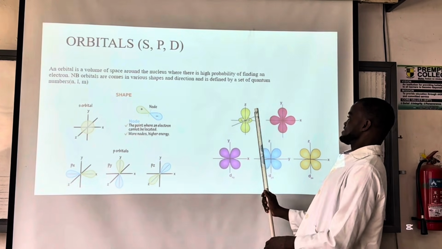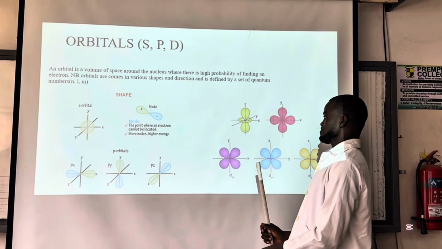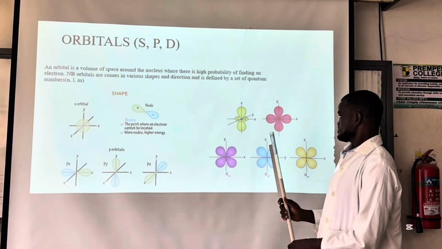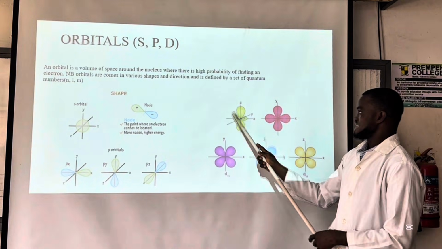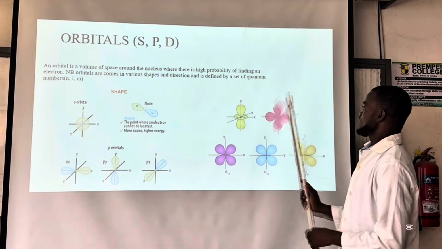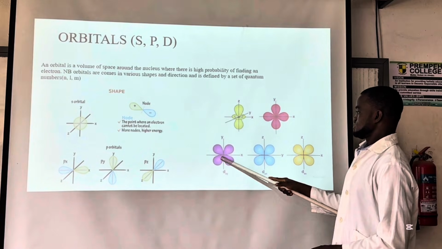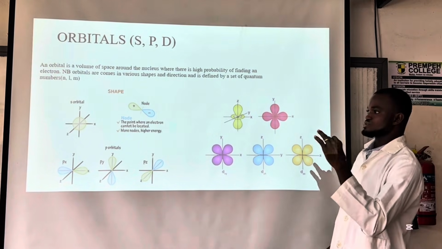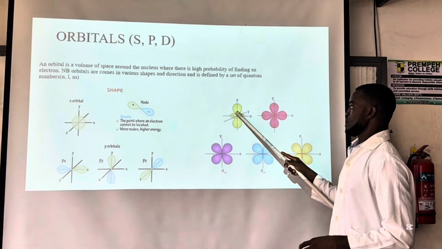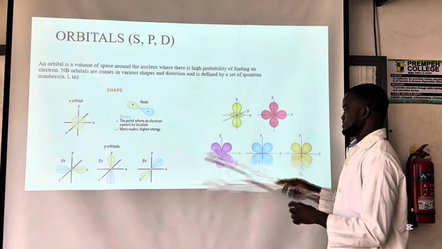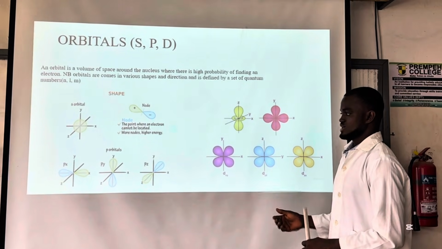And the d orbitals, we have 5 d orbitals. We have what we call the d orbital in the z-axis, called the dz squared. And these are the 2 dumbbells that we talk about. So d orbital actually have 2 dumbbells, except one of them that is donut in shape. So take note of these.